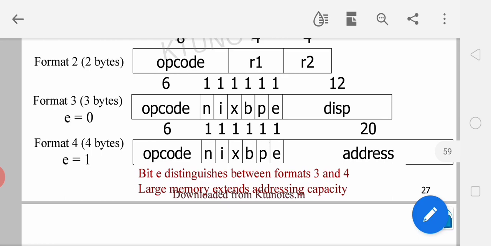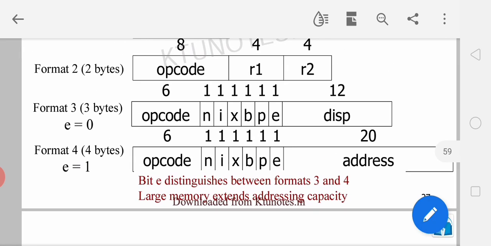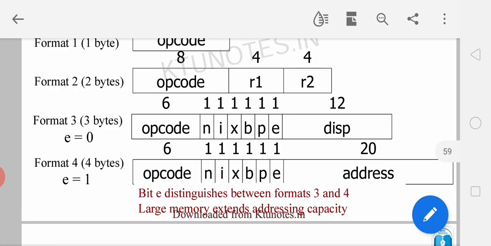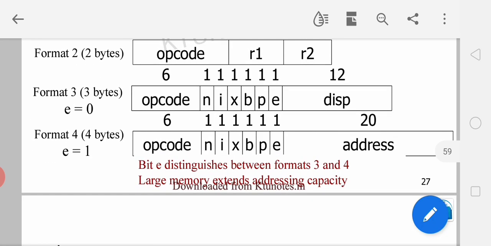And the format for the same thing is that each addressing mode comprises only one bit in order to store that particular value. Then in format 4 we are using 20 bits in order to store the address of the particular instruction or operation that is to be fetched. Okay, and format 4 uses 4 bytes of memory, and 20 bits are used for storing the addresses of the operands.